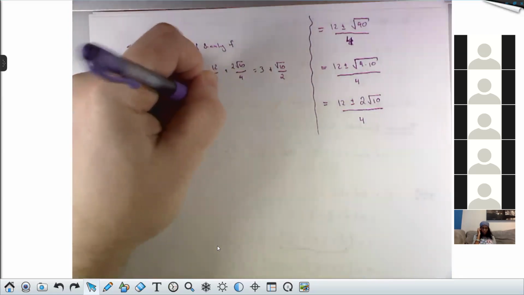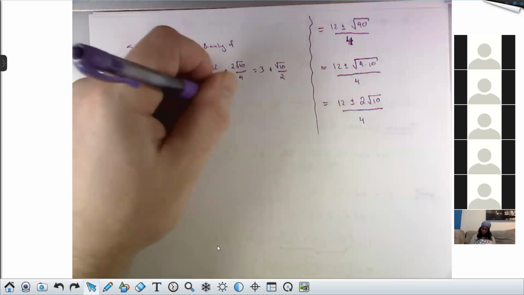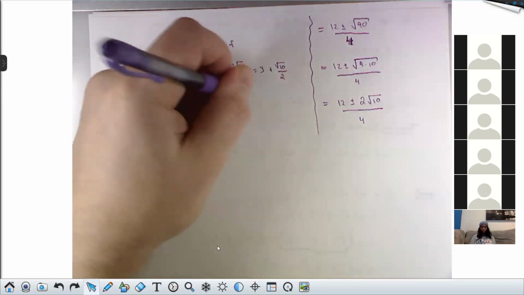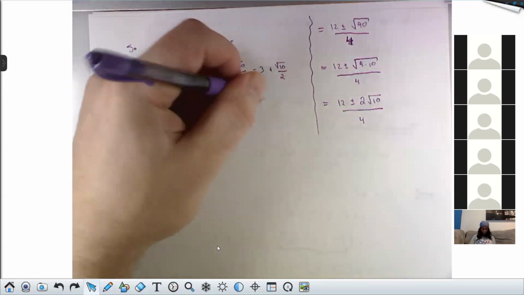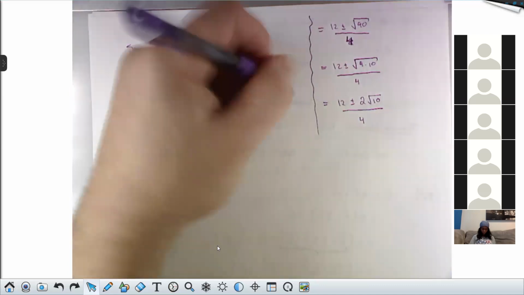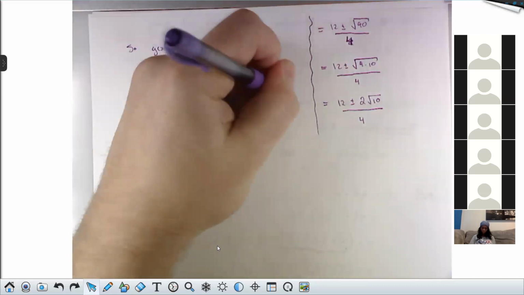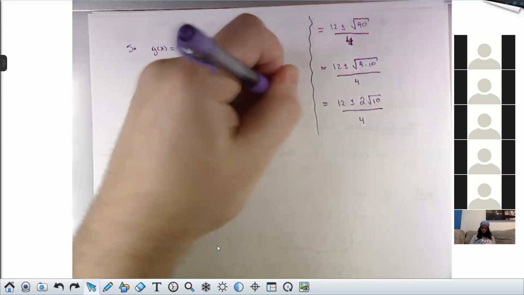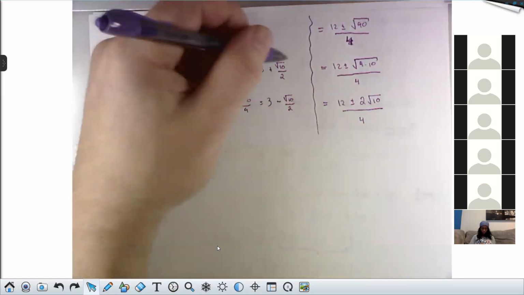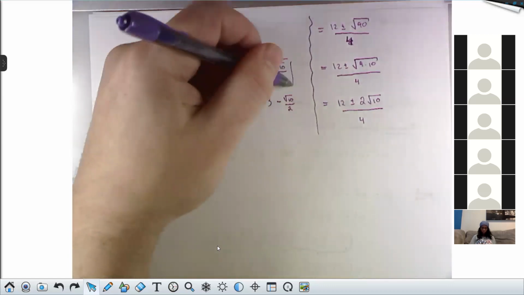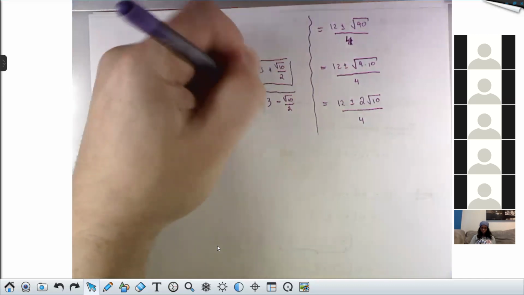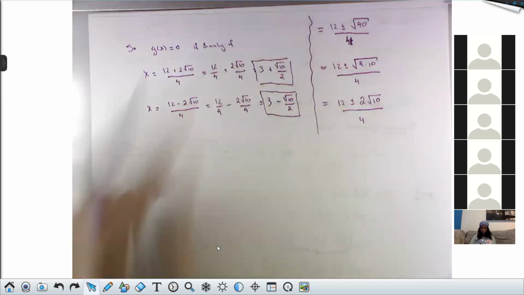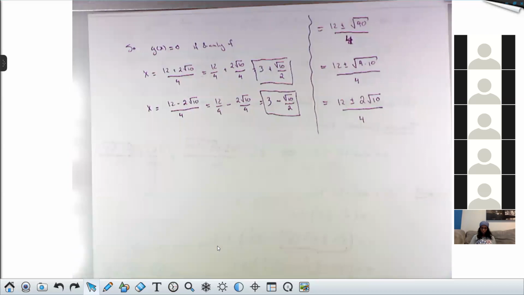And the other one, same sort of thing happens. You have 12 over 4 minus 2 root 10 over 4. 12 over 4 is 3. And then minus 2 root 10 over 4 is root 10 over 2. These would be our x-intercepts. Thank you. Sorry about that mistake.